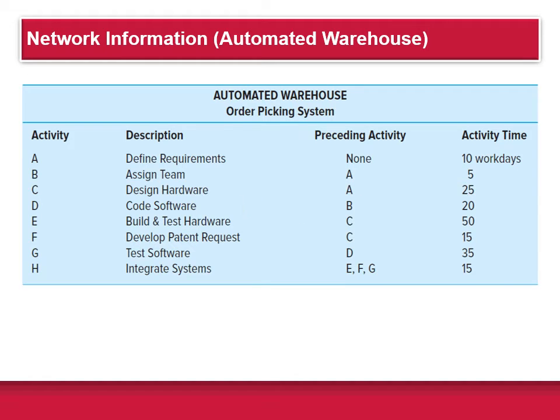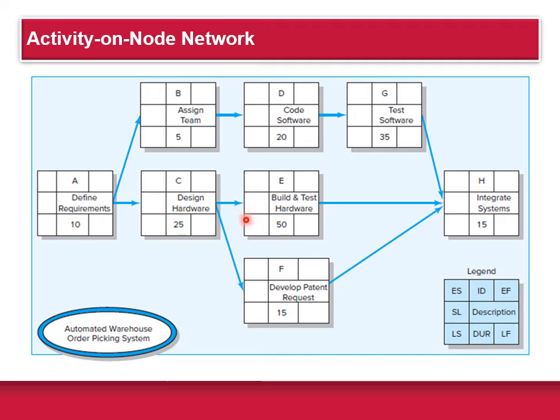So here we've collected this information, and now we can put it on our activity on node network. For A we put 10 work days. For each activity, we put these down from the previous table. So activity E has 50 days. We start back here at time 0, and we march our way forward to figure out exactly what the critical path is.